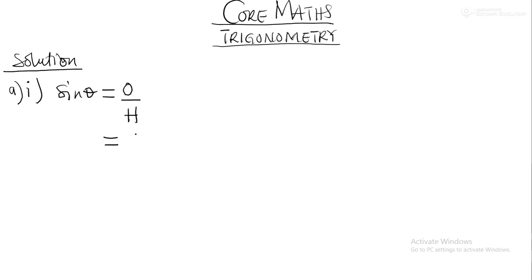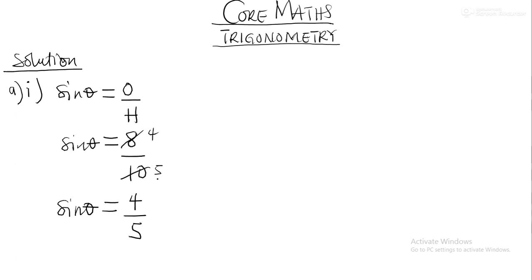Good. So we are now going to have 8 over 10. So this one can still be simplified. So we do the cancellation. 2 goes here, 4. 2 goes here, what? 5. So we are now going to have 4 over 5. So sine theta is what? 4 over 5. Sine theta is 4 over 5. So 2 goes here, 4. And then 2 goes here, what? 5. Good. So let's move on to II.